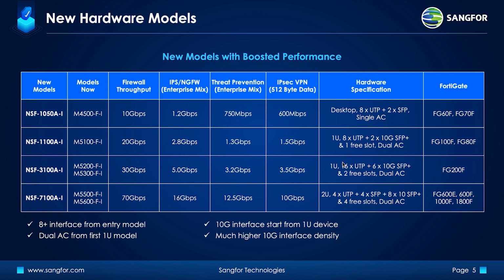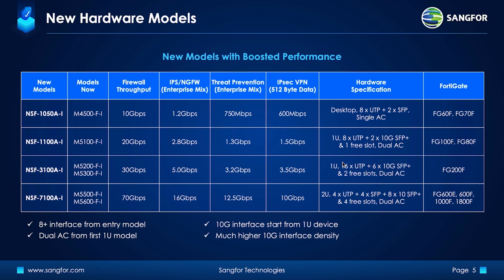And for the first desktop model, NSF 10508, the firewall throughput is 10G. And the second model, the first 1U model, 11008, the firewall throughput is 20G. And we also list the IPS, threat prevention, and IPsec VPN throughput. You can easily see the improvement of our new models.